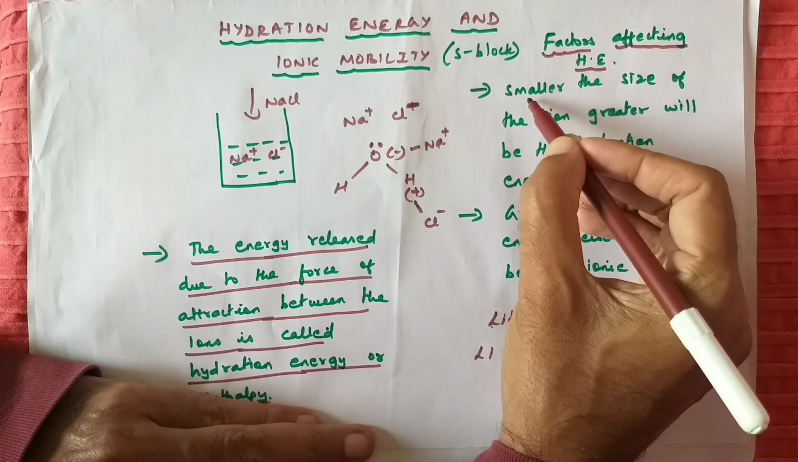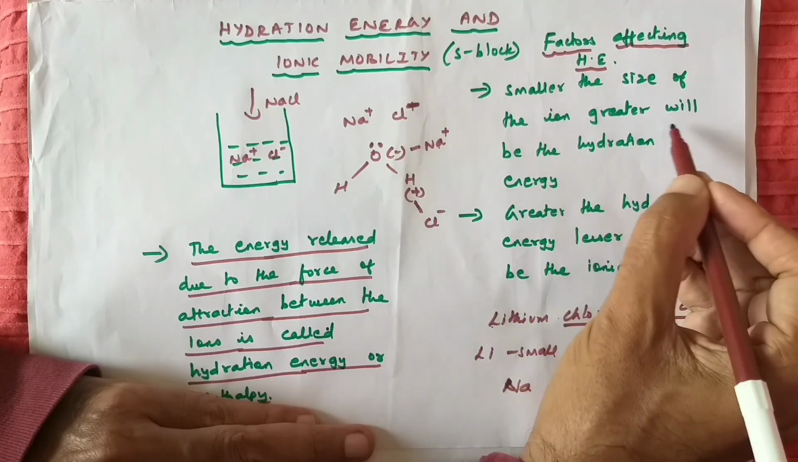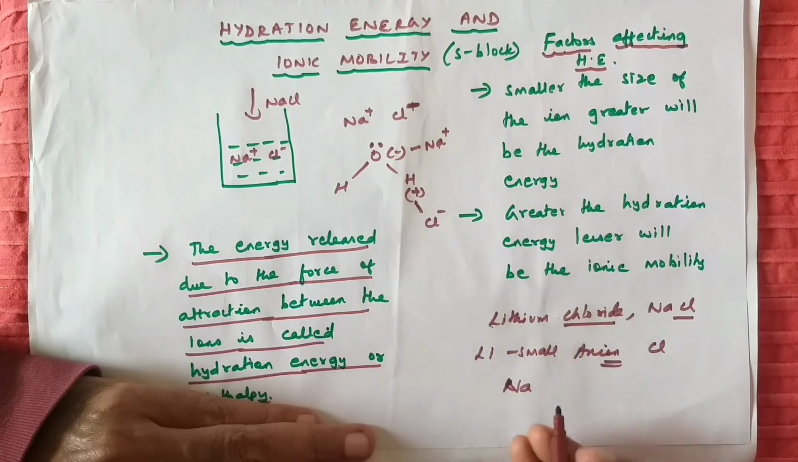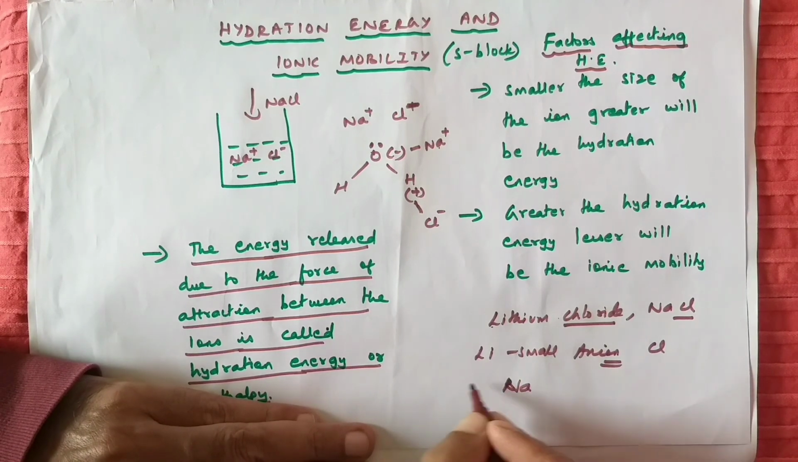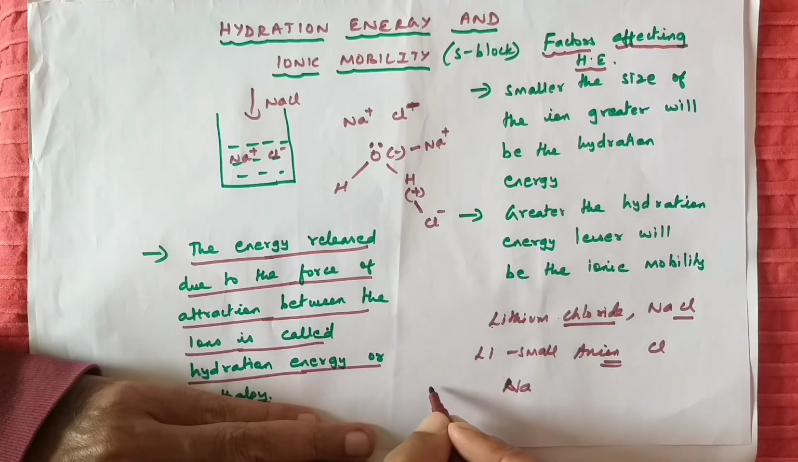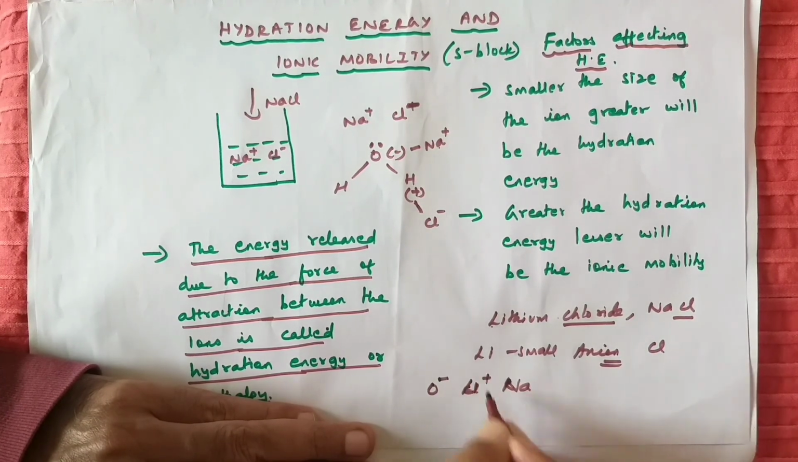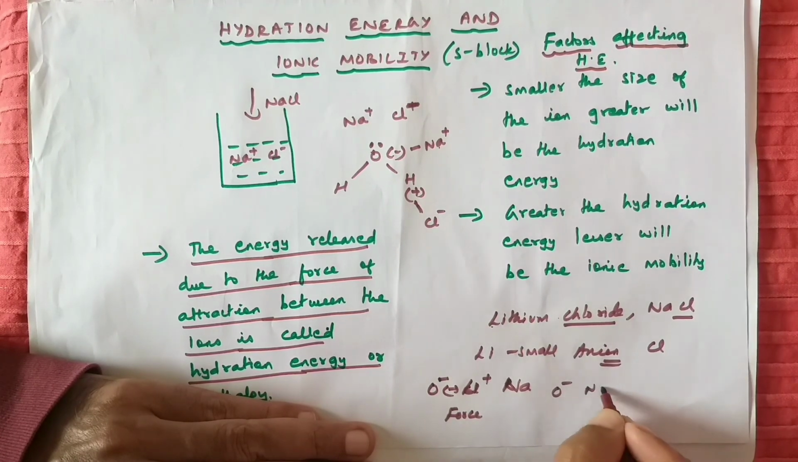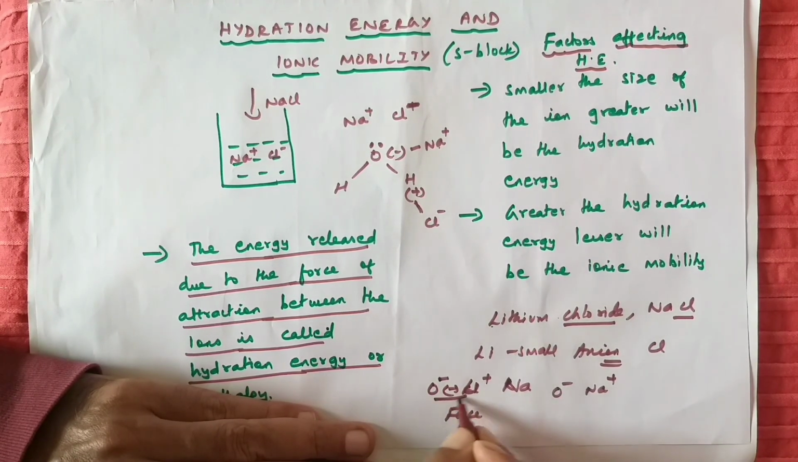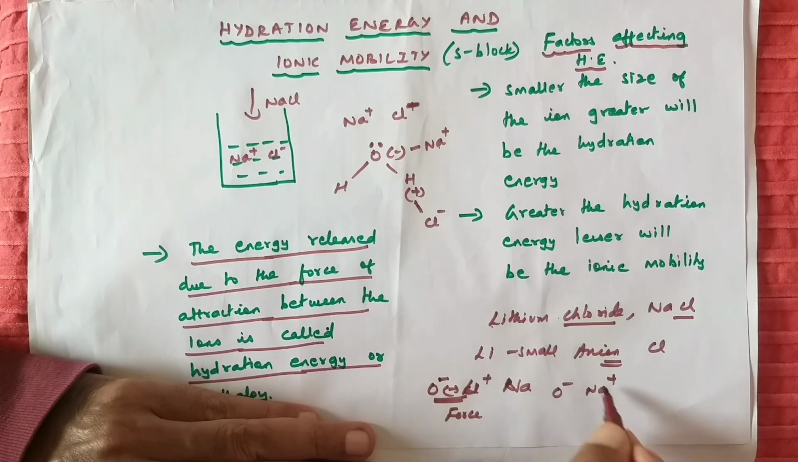So that's what I have written here: smaller the size of the ion, greater will be the hydration energy. Because of the small size, the force of attraction is more between, for example, O- and Li+. Because of the small distance, the force of attraction will be more in this case when compared to O- and Na+. By the basic Coulomb's law, here the force of attraction will be more, and here the force of attraction will be less.